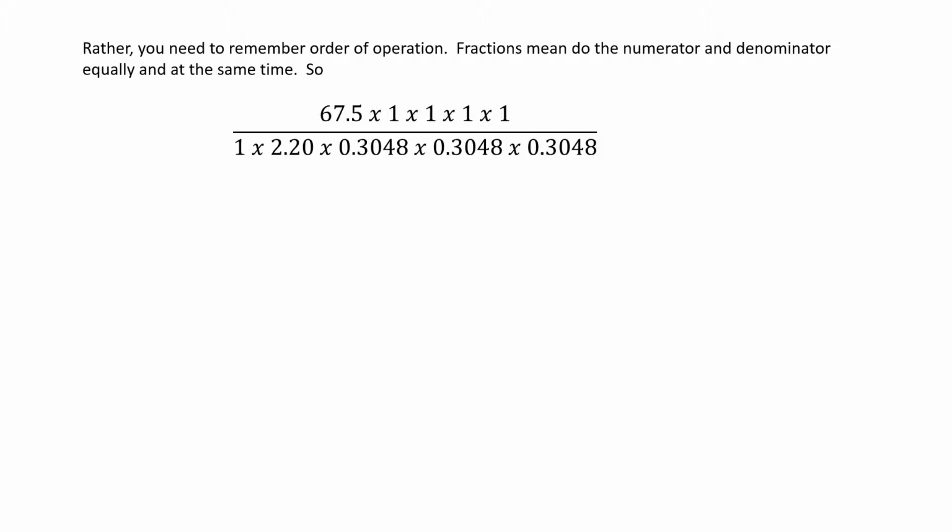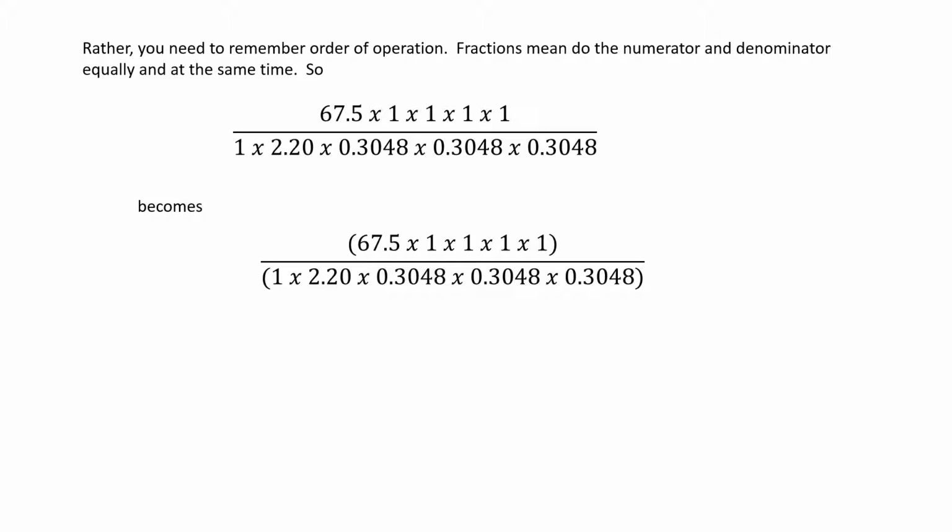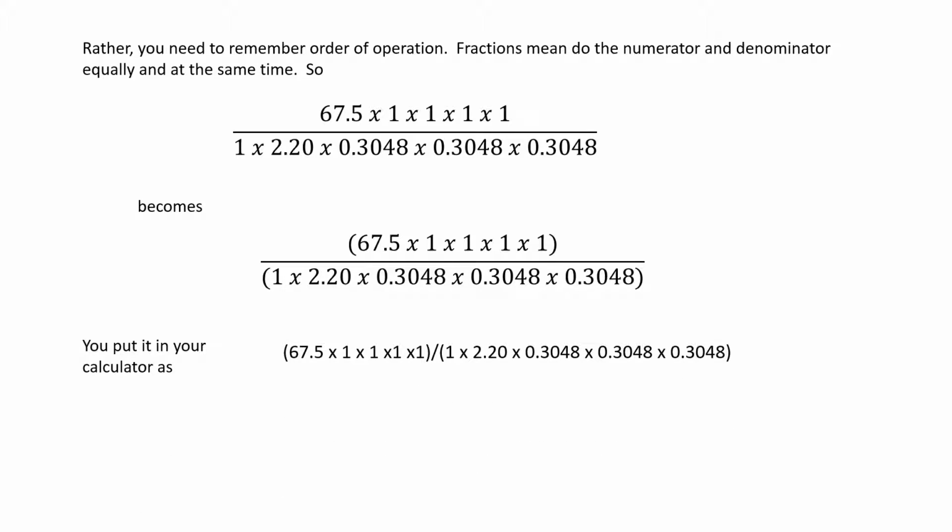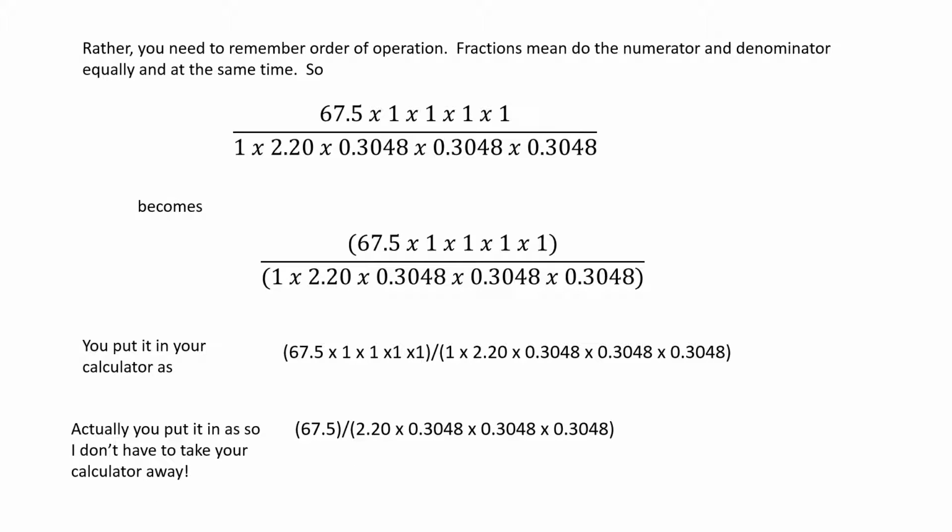Rather, remember the order of operations. Fractions mean do the numerator and denominator equally and at the same time. So this expression becomes this expression. Notice I got brackets around the numerator, and I have parentheses around the numerator and parentheses around the denominator. If you put it in your calculator like this, notice the difference. I only have parentheses around the top and parentheses around the bottom. When you do that correctly, you put it like this without the ones, you get the right answer.